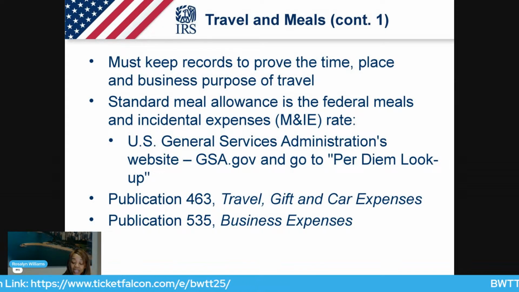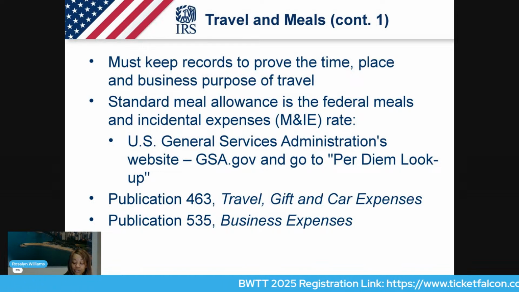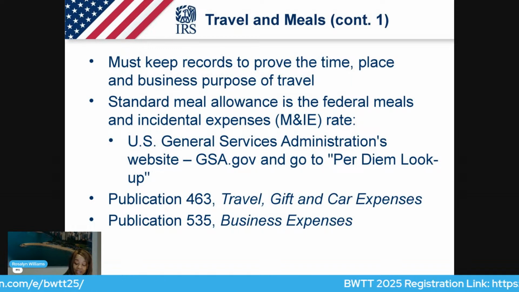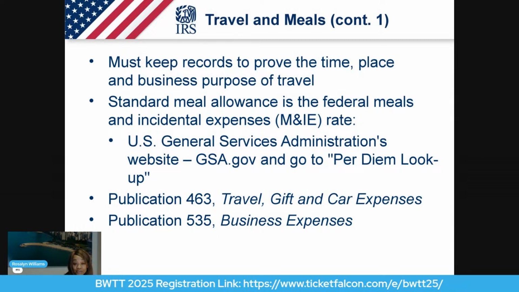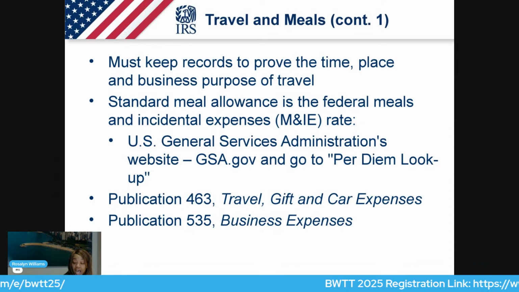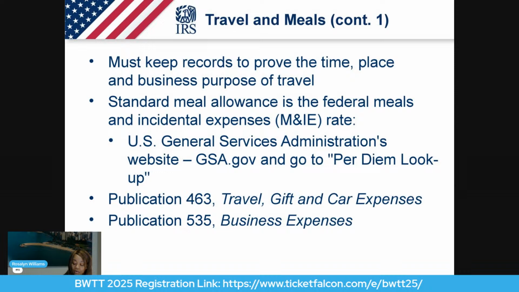In most cases, whether you use the actual cost or the standard meal allowance, you can deduct only 50% of your business meal and entertainment expenses, including meals incurred while away from home on business. For more information on travel, meal, and entertainment expenses, please refer to IRS publication 463, Travel, Gift, and Car Expenses. And as I mentioned earlier, IRS publication 535, Business Expenses, tells you all about business expense deductions.